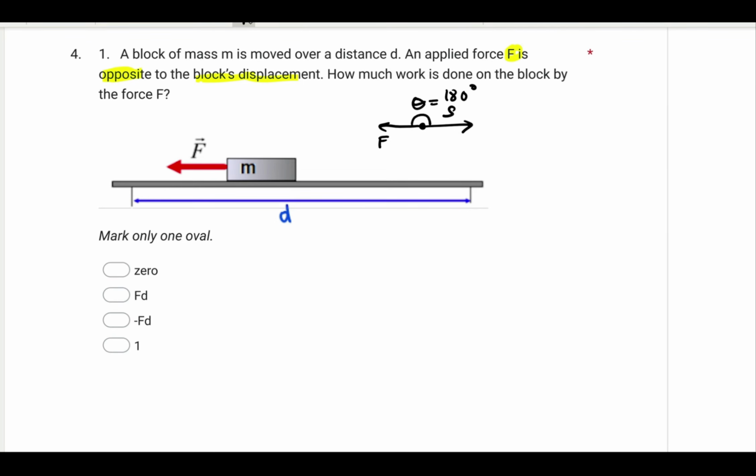So how much work is done on the block by the force F? So means that WF is equal to Fs cos 180 degree. So cos 180 degree you akan dapat negatif F lah. S kita kat sini dia pakai D kan. So negative FD. So the answer is C.